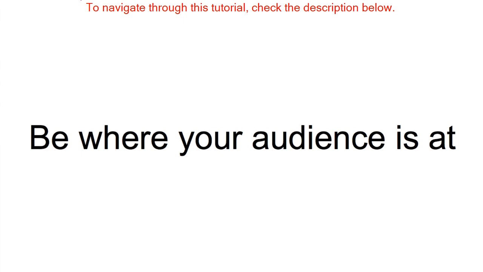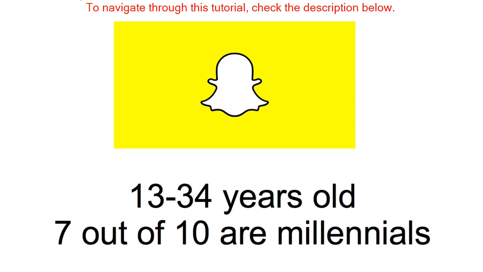And what do I mean by being where your audience is at? Taking Snapchat as an example, if your product is targeted to seniors, then you wouldn't hang out in Snapchat. You wouldn't post your content on Snapchat because statistics show Snapchat users are between 13 and 34 years of age, and 7 out of 10 are millennials. So does this really make sense to post your content about seniors and retirement on Snapchat? Well, it doesn't make sense. So you would focus on platforms where seniors and retirees are on most.